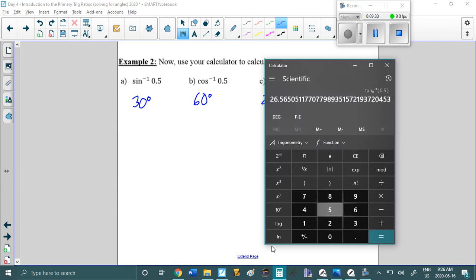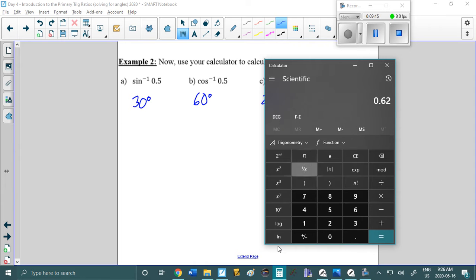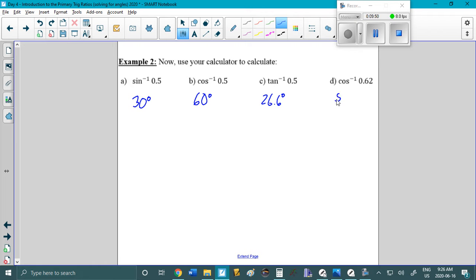Oh, I forgot about the calculator check. To make sure you're doing this right, just do sine 45, and you get 0.707, and that works just fine. And finally, cos inverse of 0.62, so 0.62 shift cos, 51.7 degrees. Now, I want you to try this one without a calculator. Sometimes I'll put brackets. You don't need them, but some calculators you might. It just makes it cleaner.